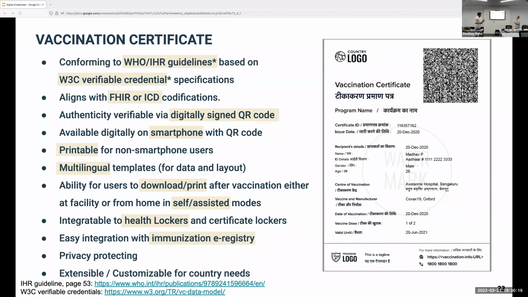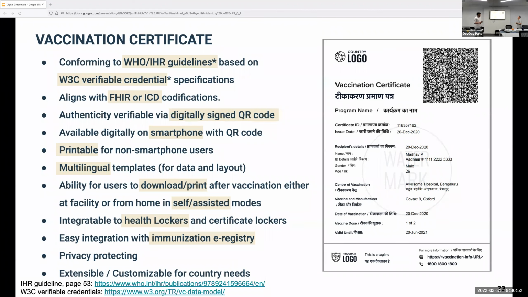Along with downloading or printing the certificate, the user can also connect to different third parties and give them consent to use their vaccination certificate. For example, if you're booking a flight ticket and they want to know whether you're vaccinated, they can take your certificate ID and you can give them the consent. Once the consent is provided, they can download the verifiable credential and make sure that you are actually vaccinated.